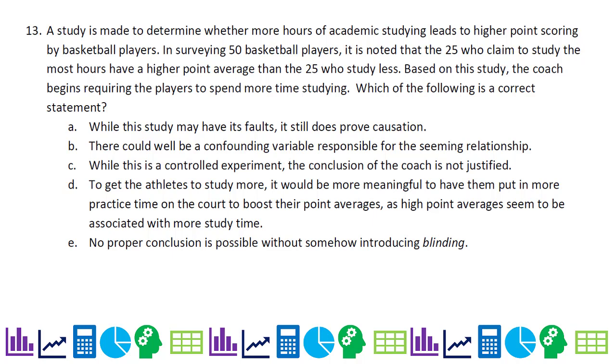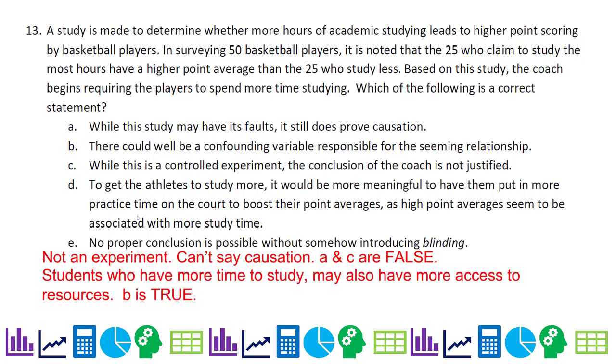Well, first of all, it's talking about causation. Is this an experiment? It is not an experiment. A and C, C says this is a controlled experiment. Both of those are false. They're not an experiment. So then there could be other confounding variables responsible for the seeming relationship. So maybe students who have more time to study may also have more access to resources, which lead them to have a higher point average.